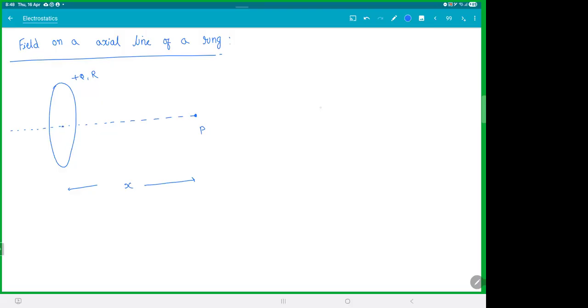Everyone able to visualize how is the line? Meaning if I draw another view, the view will look like this. See? This is the axial line, which is the line perpendicular to the plane and passing through the center. So this is another view of it.